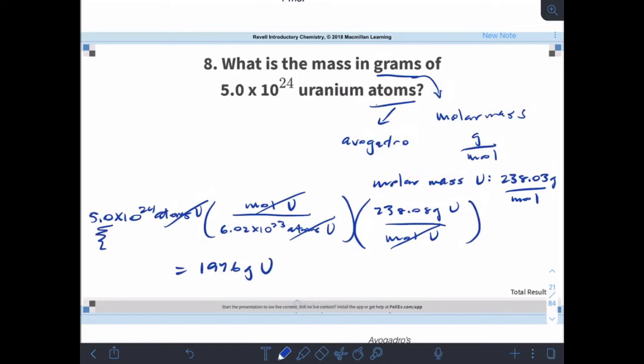Right? So we're doing multiplication division. So we have to care about sig figs. So I'm going to stop that answer at the second significant digit. So to report this answer correctly for sig figs, I'm going to say 2.0 times 10 to the 3 grams of uranium, because that 2.0 gives me the correct number of significant digits.